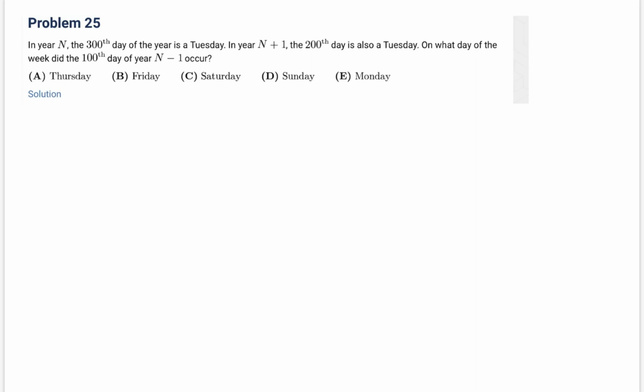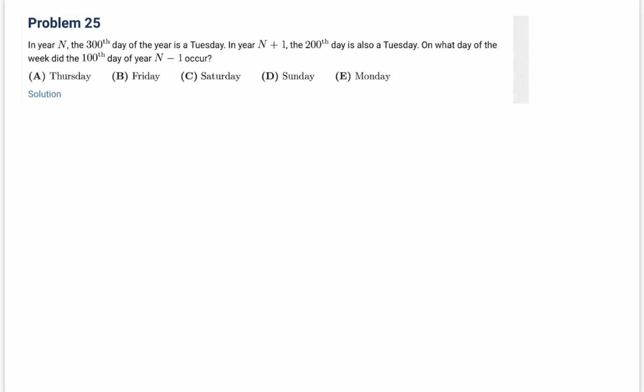Okay, so for this one, there are two possible ways to answer it. One is much shorter than the other, so let's just do the normal one first, the longer version. Most people will solve this problem by trying to do something with this one. But yeah, let's just get on with the normal version first. The 300th day of the year n is a Tuesday, and in year n plus 1, the 200th day is also a Tuesday. On what day of the week did the 100th day of year n minus 1 occur?